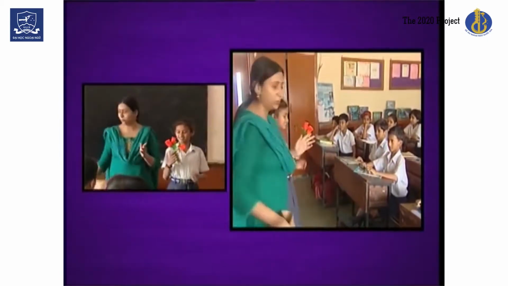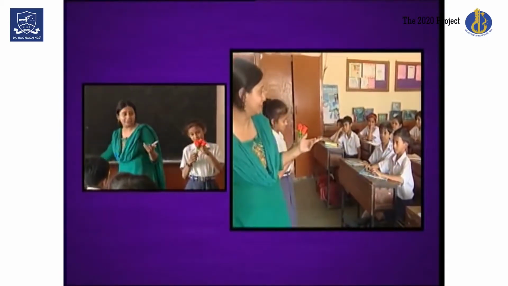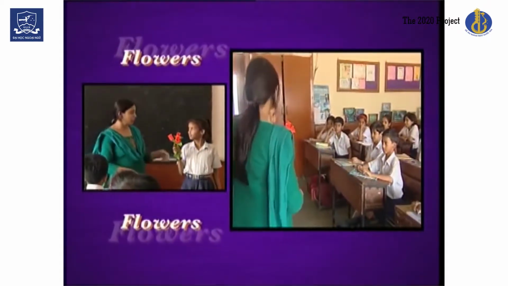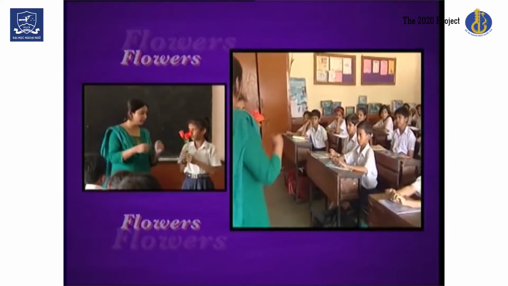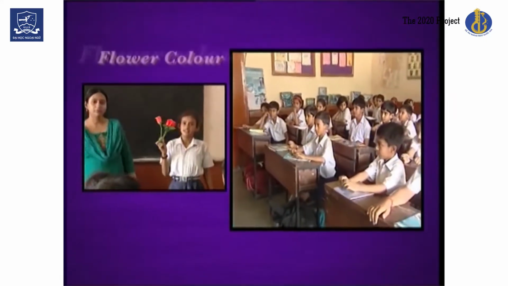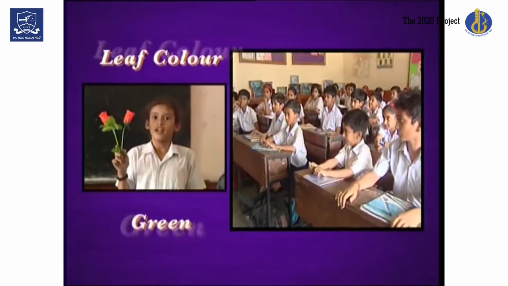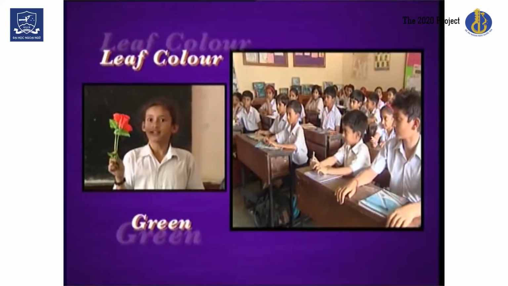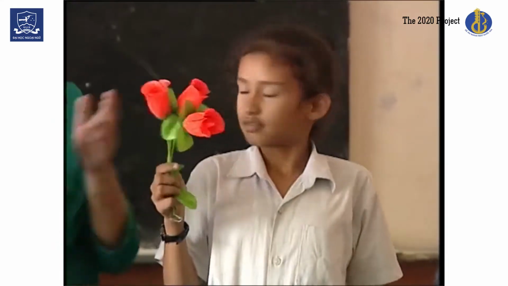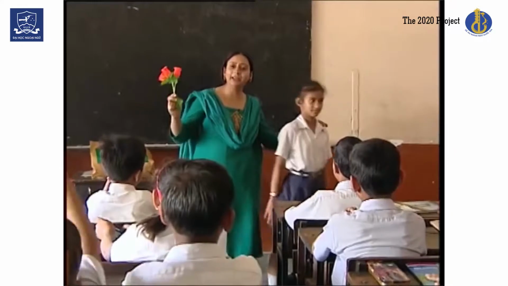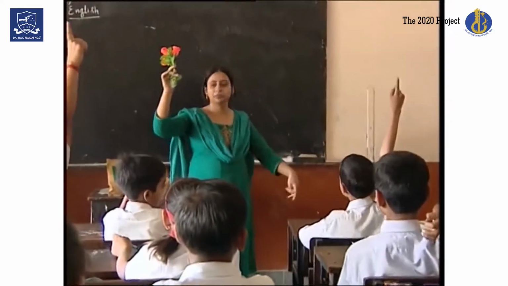Oh, so what has she in her hand? Flowers. It's flowers. So, now please tell them something about this flower. Flower color is orange, a leaf color is green, and so sweet. Okay, very good. Clap for her. Thank you so much. Anybody else who wants to speak on the flower?